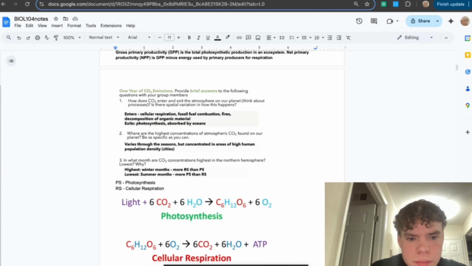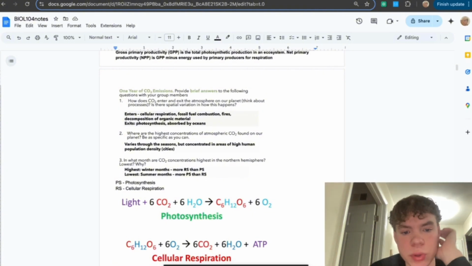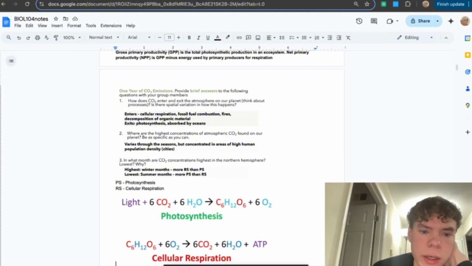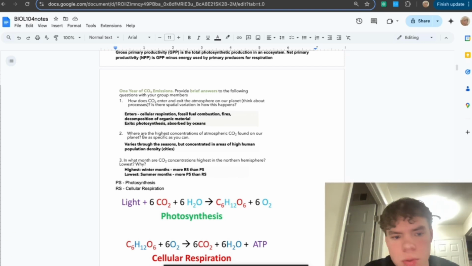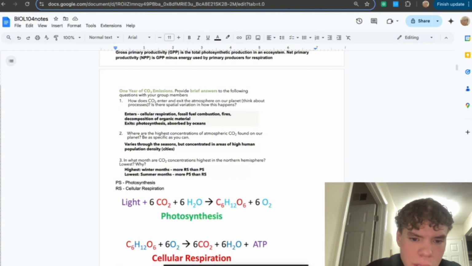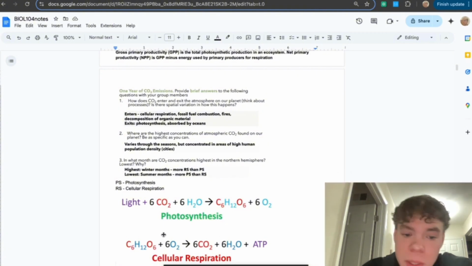Fossil fuel and exits during photosynthesis, and a lot of CO2 is actually absorbed by oceans. So when plants do cellular respiration, they're releasing CO2 into the environment, right? And when plants are doing photosynthesis, they're using that CO2 basically. And if you look at your equation here, you probably learned it in middle school biology.